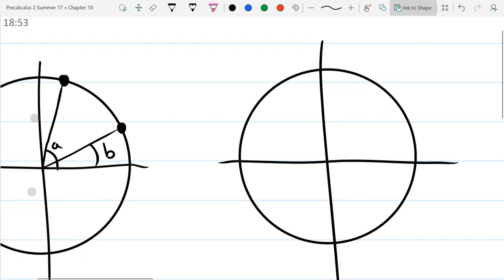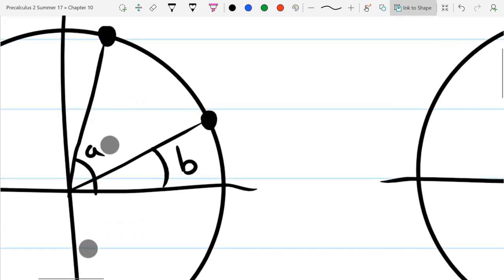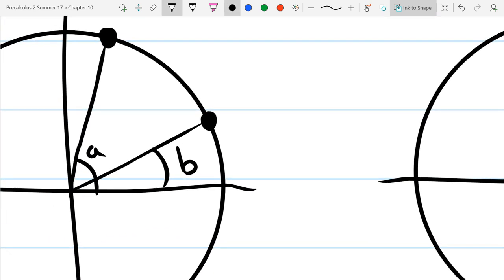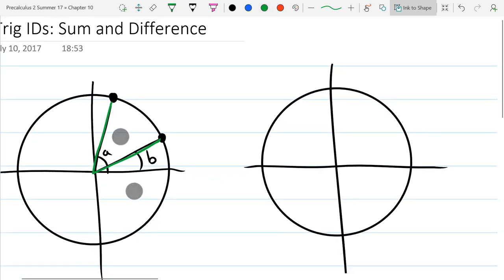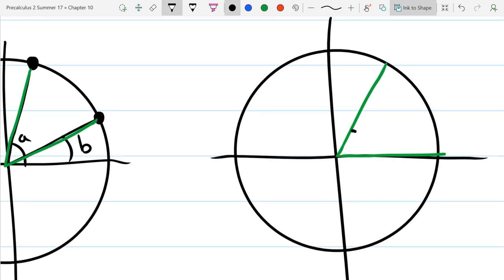We're going to redraw the exact same angles, except I'm going to rotate them. I'm really interested in this angle right here. So I'm going to rotate that so that it's lined up perfectly on the x-axis. It'll look something like that right there. And now there's really only one angle we need to measure here, and it is this angle.